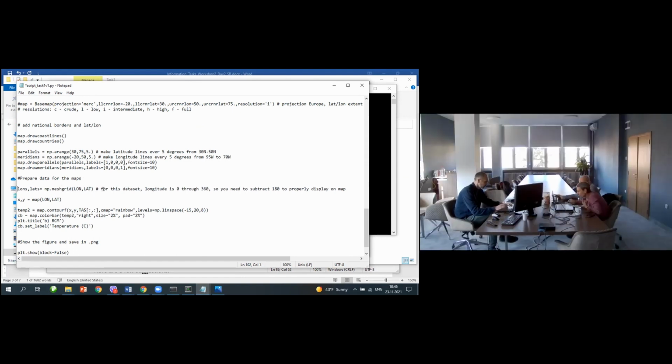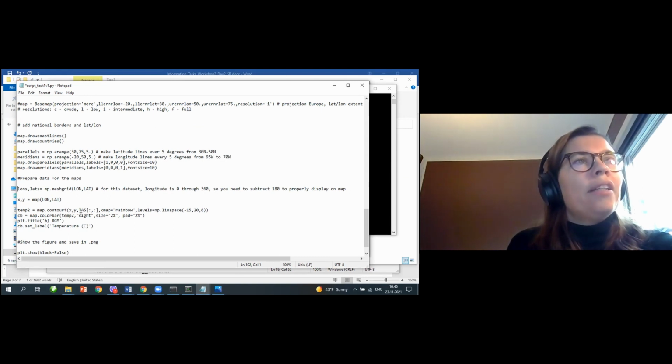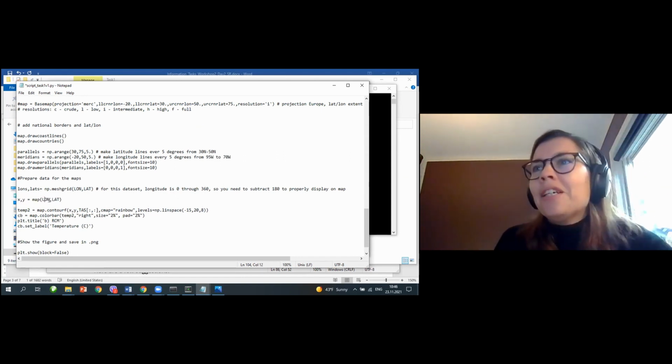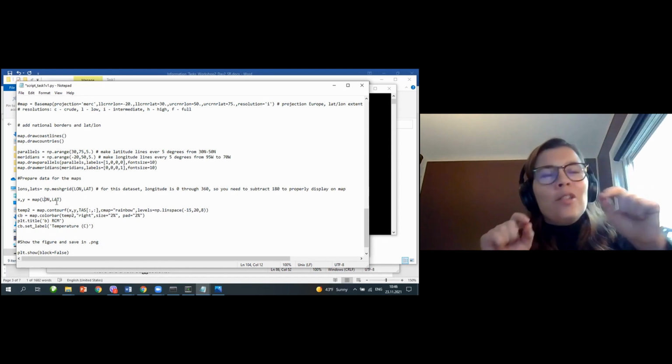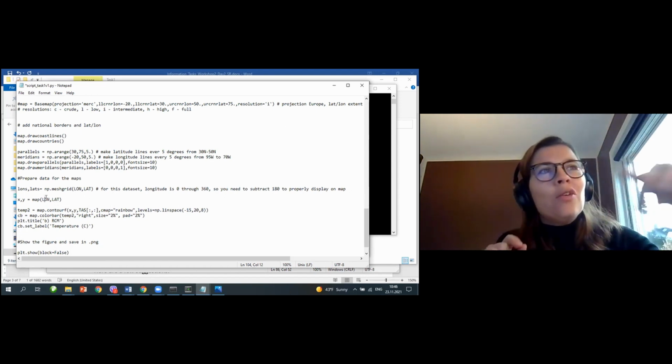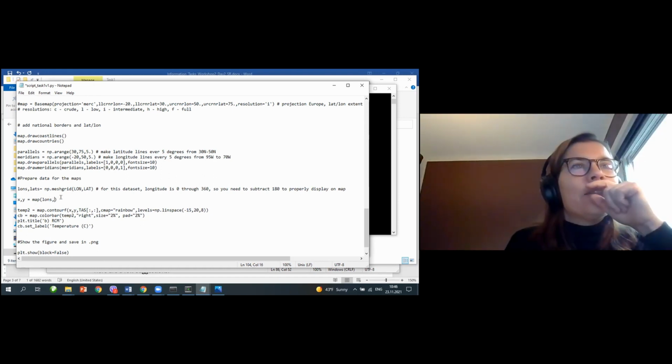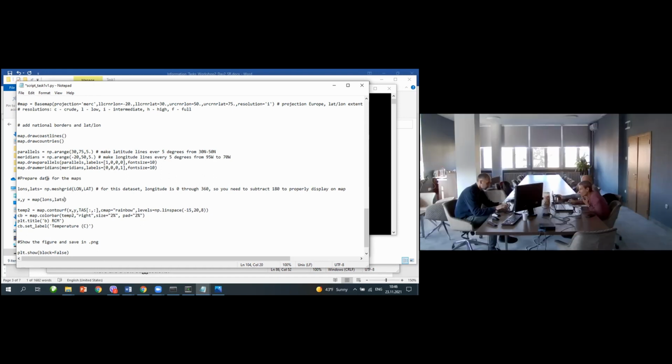Lons, lats equal. Oh yeah, and you need to put xy equal map instead of lon with a large character. It should be lon and lat. Sorry, it should be small character, lons. Yeah, here and lats. Yeah, because here we defined it.